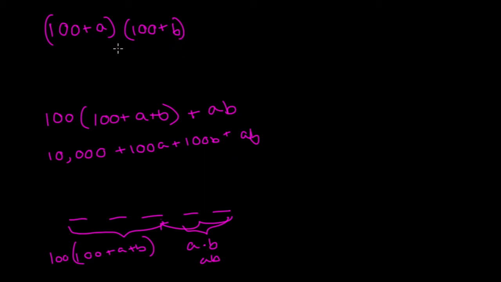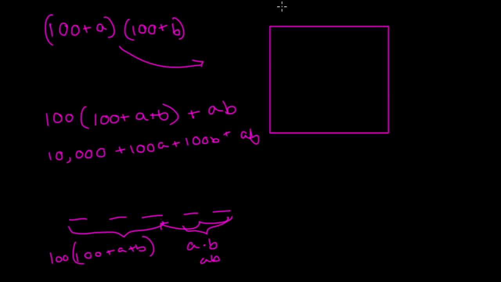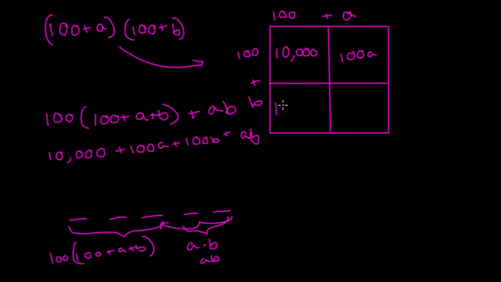And so next I'm going to distribute this out, multiply these two binomials. There are plenty of ways you can do this. You can do FOIL, box method, whatever method you like. I'm going to do the box method just because it's easy to see with visuals. So 100 plus a, and then 100 plus b. Then I would multiply 100 times 100, 10,000, 100 times a, 100a, 100 times b, 100b, and a times b, or ab.